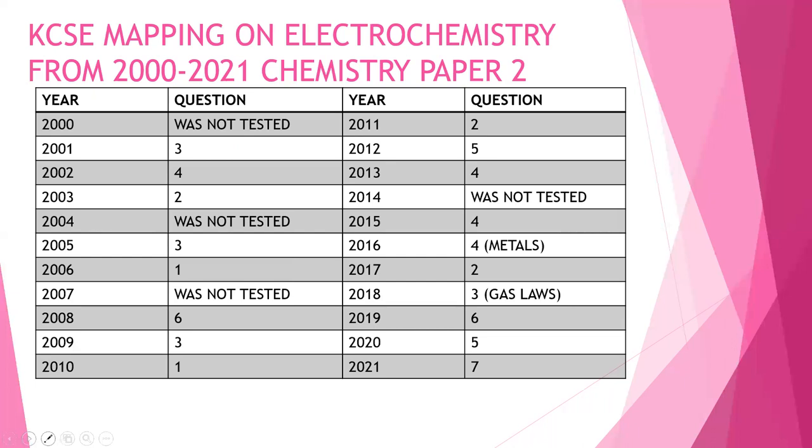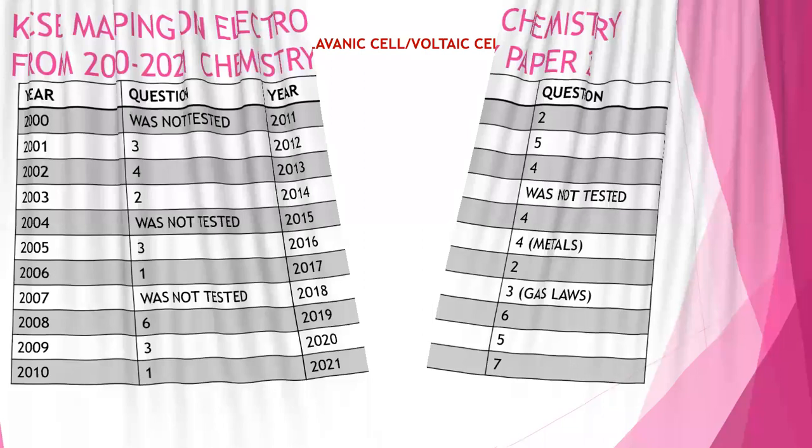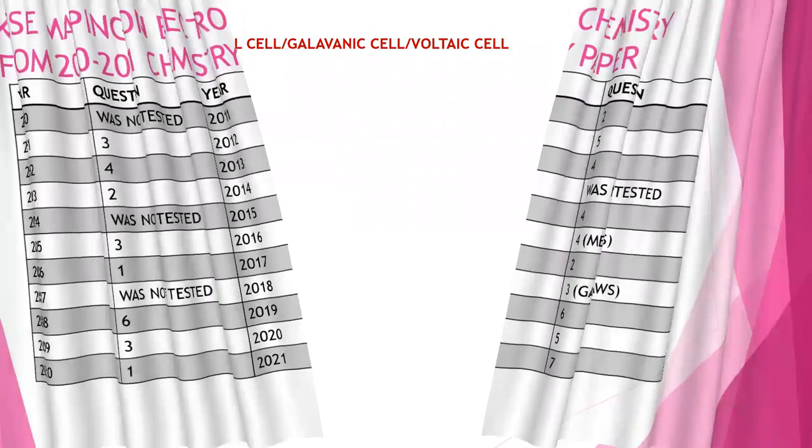Let us now proceed and discuss this. Our main subtopic here is known as the electrochemical cell, which is also known as the galvanic cell, which is also known as the voltaic cell.